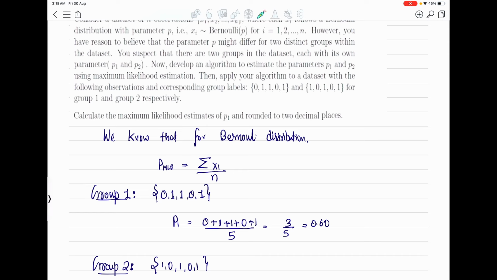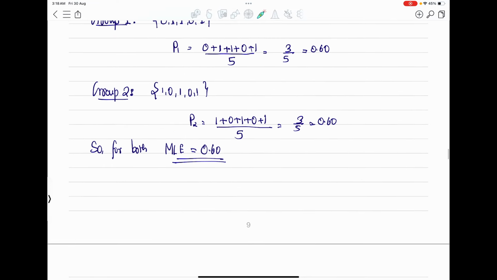So now it should be remembered, right? So this we already know. So for group 1, we have this data set. So simply we will put it here. So P1 equals nothing but 0 plus 1 plus 1 plus 0 plus 1 upon 5, that is the sum of all xi upon 5, that is 0.60.